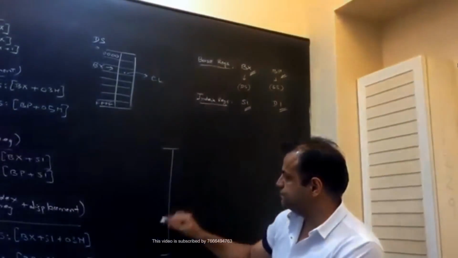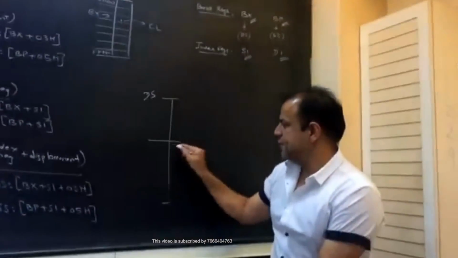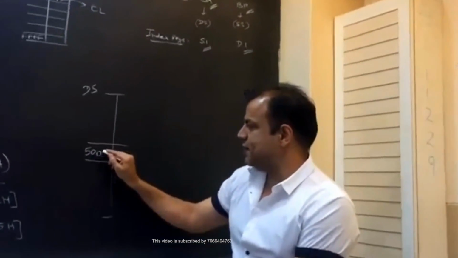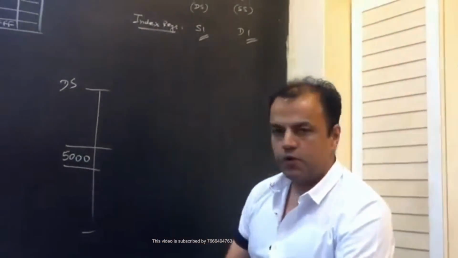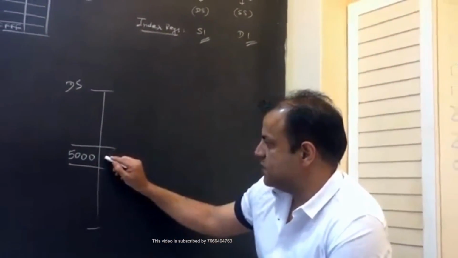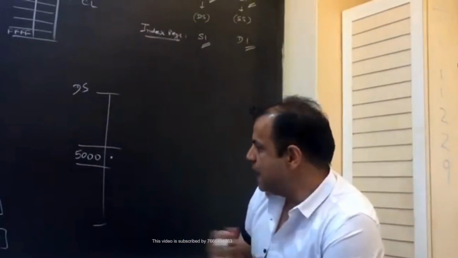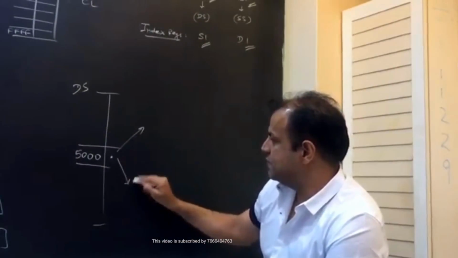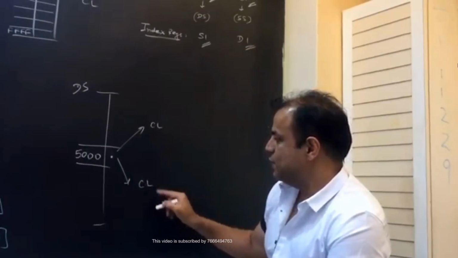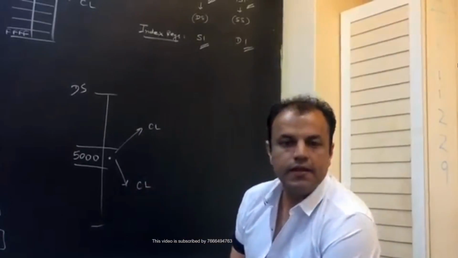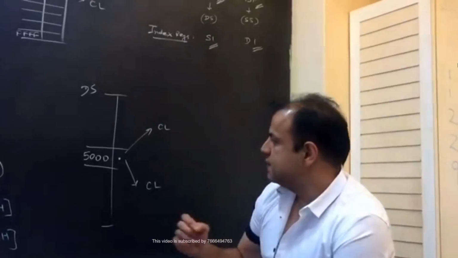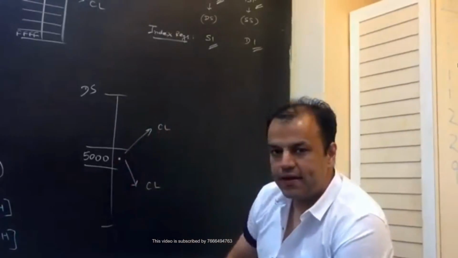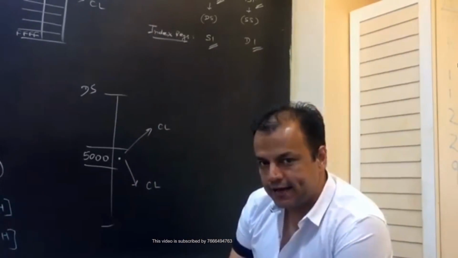Suppose this is your data segment. This is offset address 5000. Within a minute, all this will become very clear. This is location 5000. This location contains some data. I want this data to come inside the CL register. I want CL to contain this data. In the last 5 minutes, I have taught you two addressing modes for doing this. This can be done either using direct addressing mode or using indirect addressing mode.